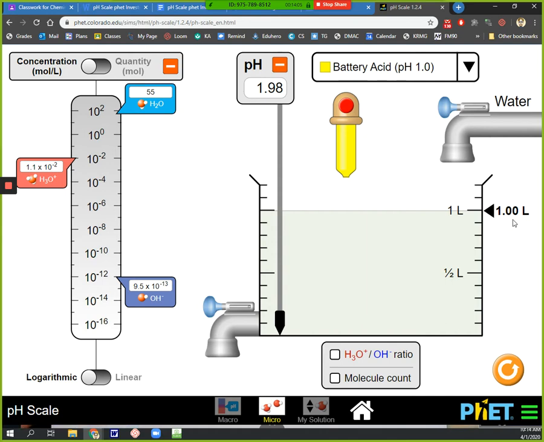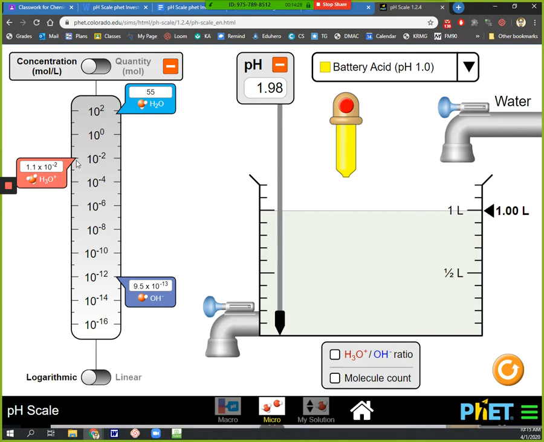Okay, so let's take a look at the questions it's asking now. It says, compared to the H3O in the battery acid, the H3O in the water is negligible. So we can consider the amount of H3O in the diluted solution to be unchanged by the added water. If you look, that really hasn't changed very much. This didn't move very much is what they're saying.